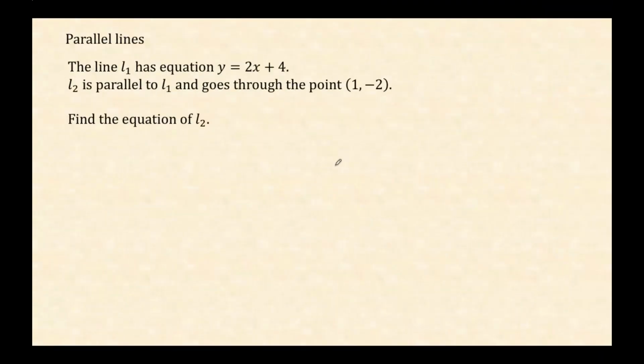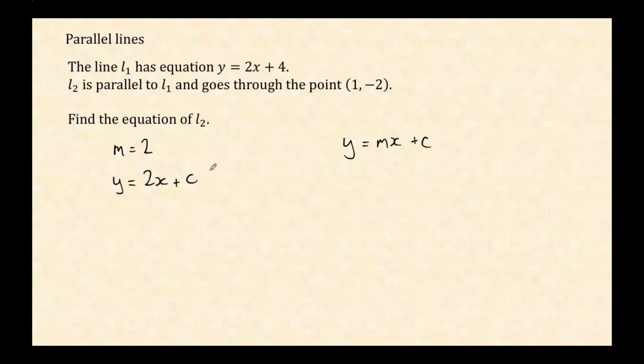Alright, so where can we start? Well, since L2 is parallel to L1, we know that its gradient must be 2. So we can already say that m is 2. Now what do I mean by m? Well, I'm using the letter m because typically we think of a straight line as having an equation y equals mx plus c, where m is the gradient and c is the y-intercept. So if we know this much, we know that our equation should be y equals 2x plus something.